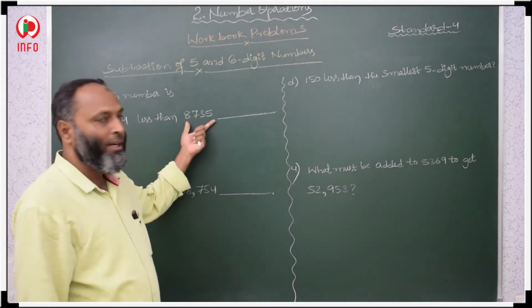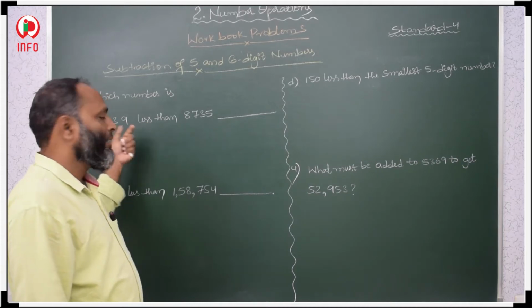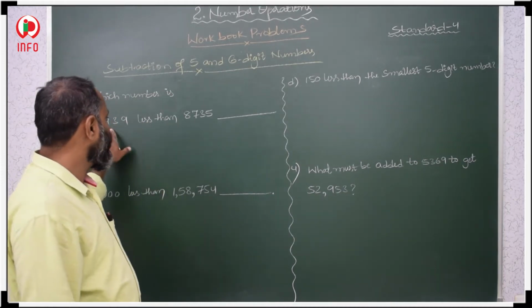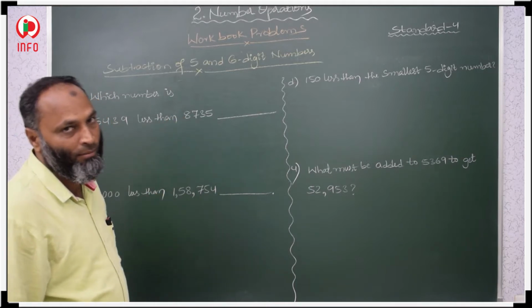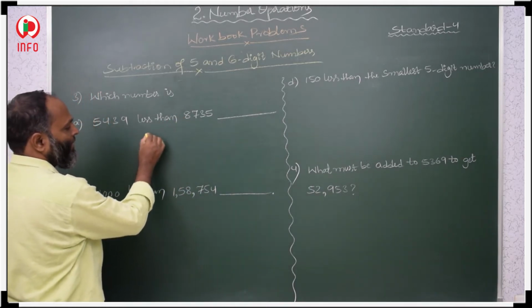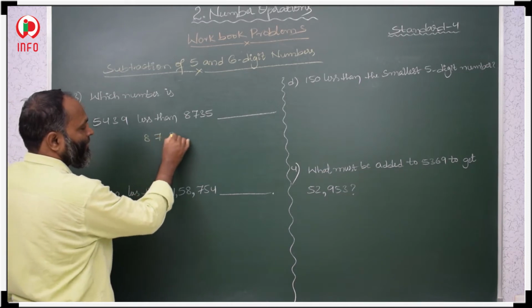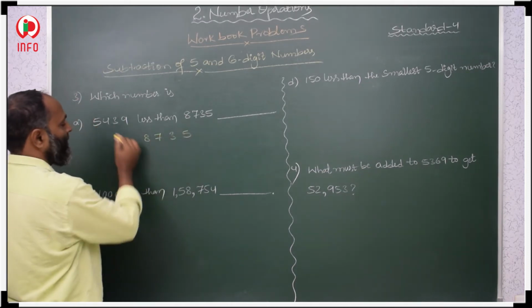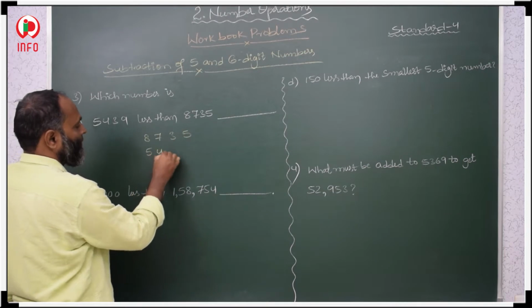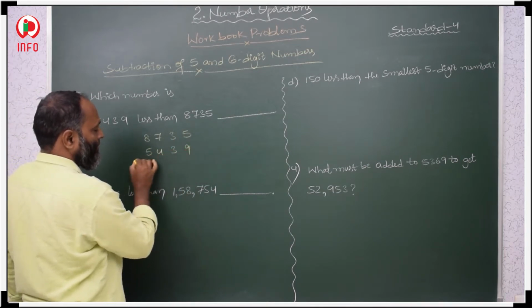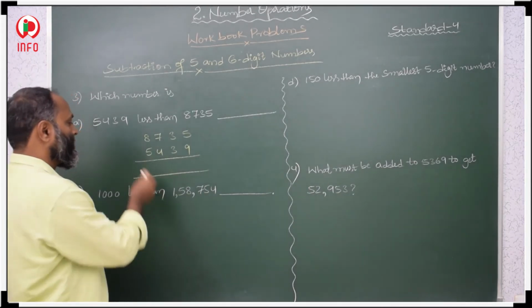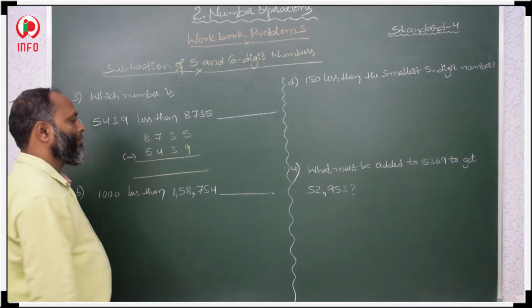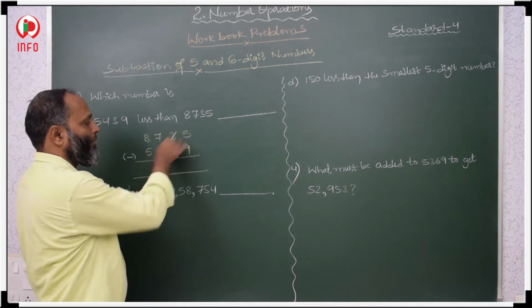So this is the minuend and this is the subtrahend. If we make 5439 less than this much, from this, then what number will come? So first we have to take 8735. Next, 5439. So less means minus.